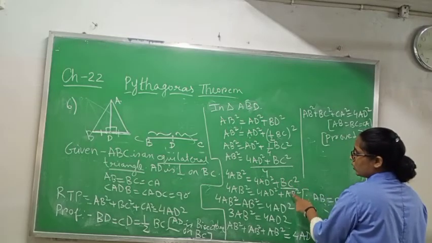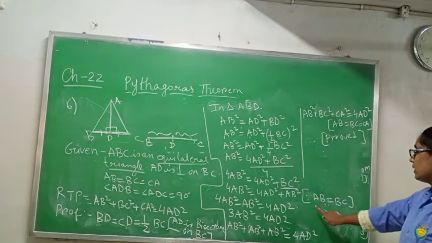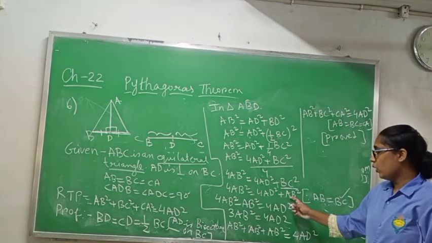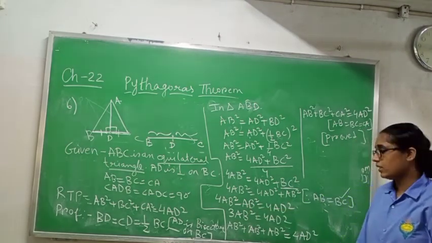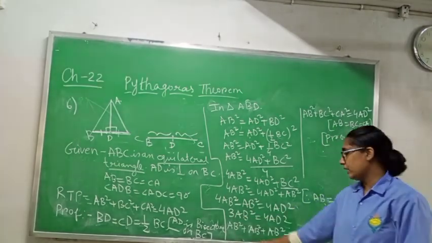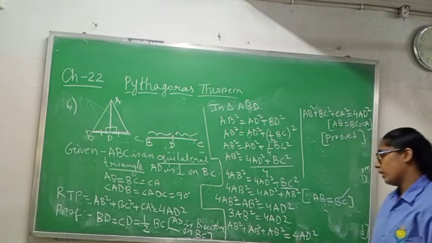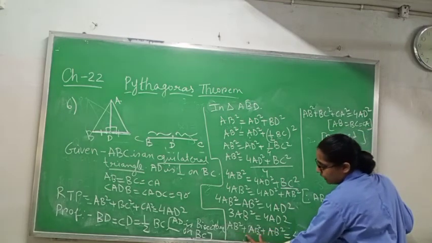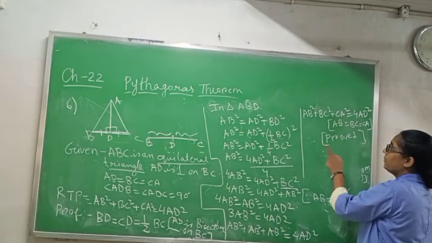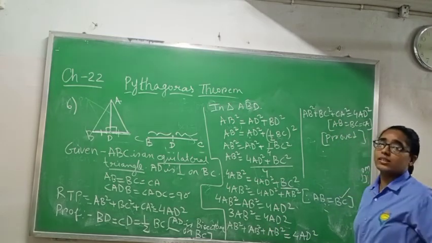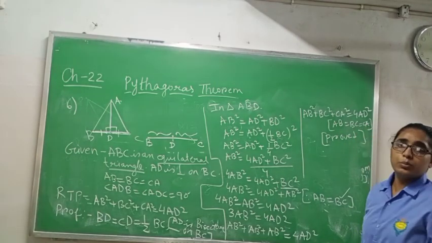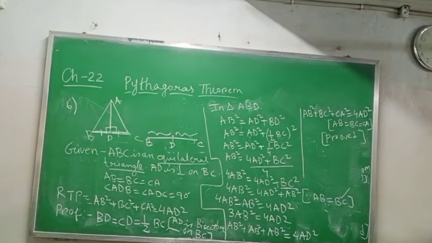Now in place of BC square I am writing AB square, because AB and BC both are equal. Now AB will come to this side and become minus. You will get 3AB square. If you want to break this 3AB square, you can write AB square plus AB square plus AB square, 3 times. Now in place of this AB you can write BC and in place of this AB you can write CA, because all sides of an equilateral triangle are equal. AB equals BC equals CA. It means proved. Complete this one.